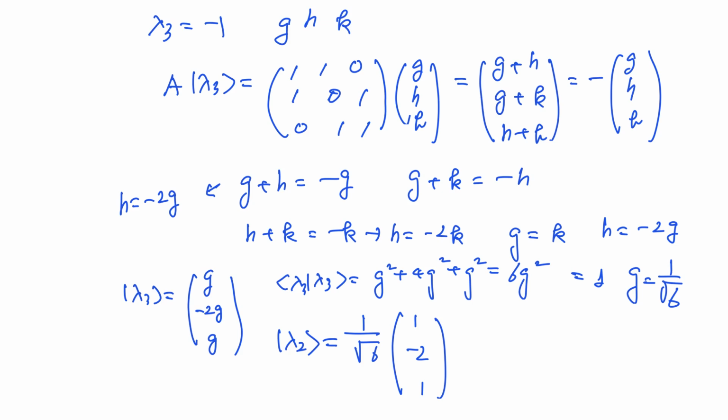So I'm going to move to the next page. So even 3 by 3 can be very complicated, right? 2 by 2 is indeed a very simple case. So let's summarize the result. A is given by 1, 1, 0, 1, 0, 1, 0, 1, 1. It's Hermitian.